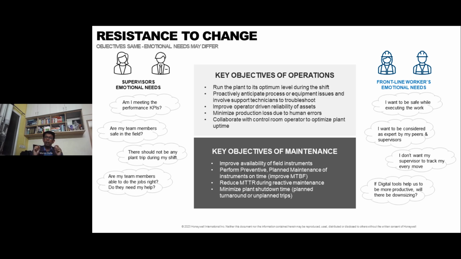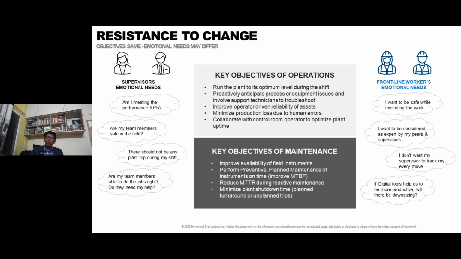But now if you look at a personal level, at a human level, the emotional needs are a little different. When a supervisor thinks about their emotional needs, they don't want a plant trip during their shift. They want to make sure that the people working in that shift are safe. And if they need any help, the help is in place whenever they need it. Now, if you look at the field worker who is working in the field doing operation and maintenance, their emotional needs are a little different. They want to be seen as an expert by their peers. The peers should respect them for the knowledge that they have. They want to remain safe.